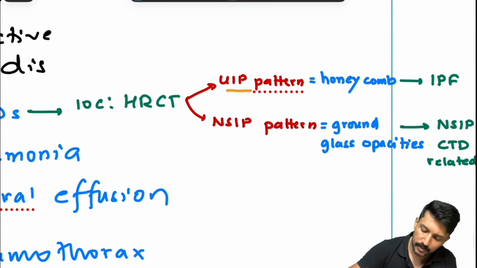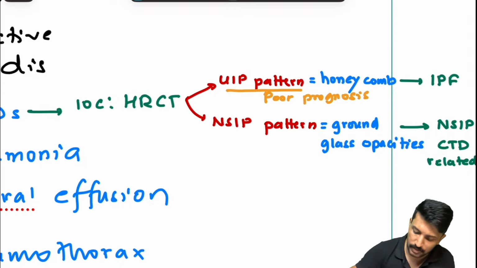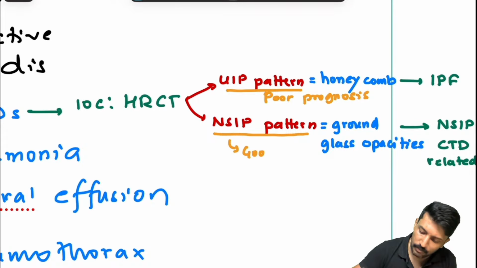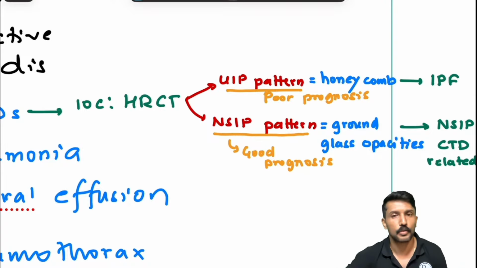Okay, few extra points. The UIP pattern generally carries poor prognosis. So if I get an ILD with a UIP pattern, those patients are going to have poor prognosis. If the HRCT shows NSIP pattern, this carries relatively better prognosis, or you can say good prognosis, better than UIP pattern.